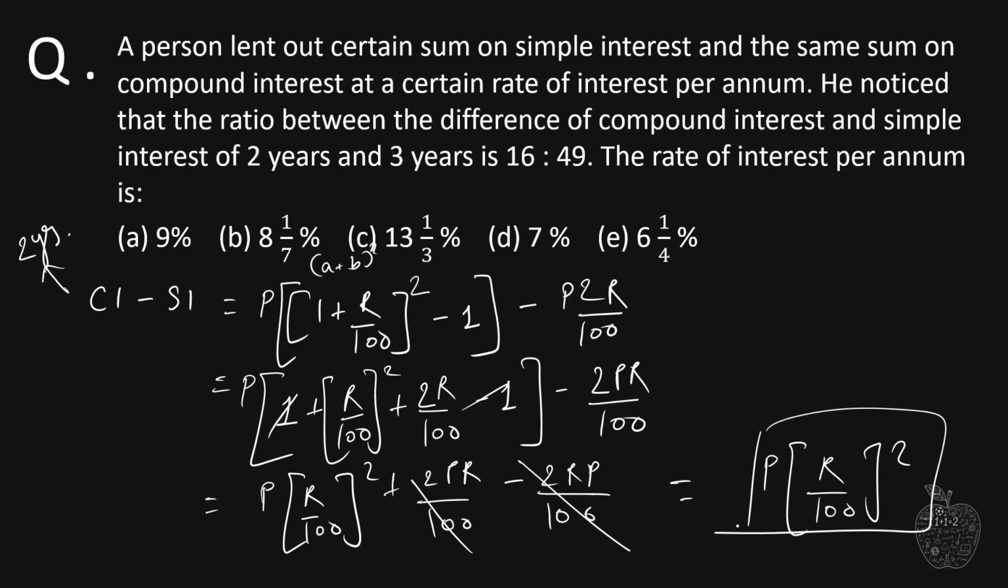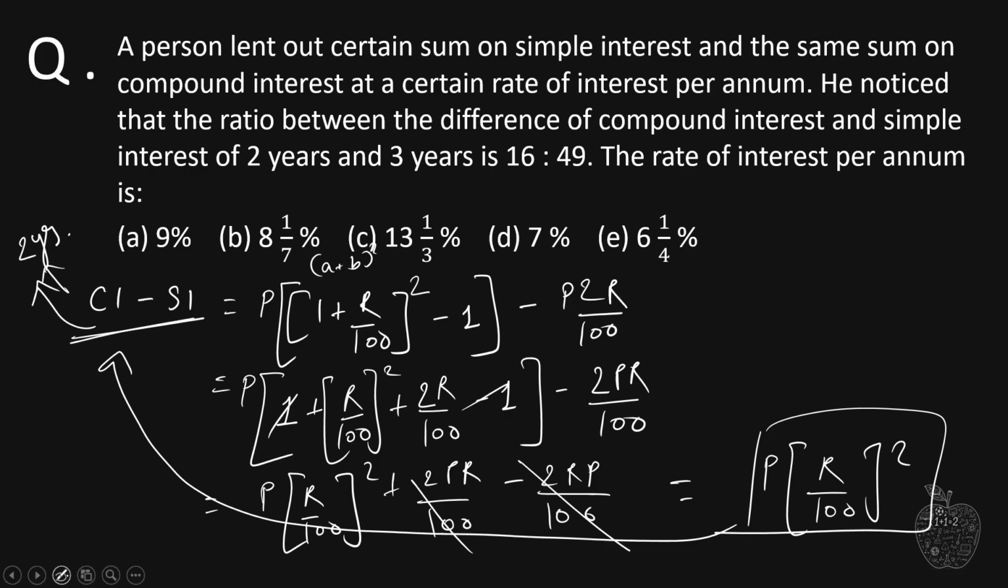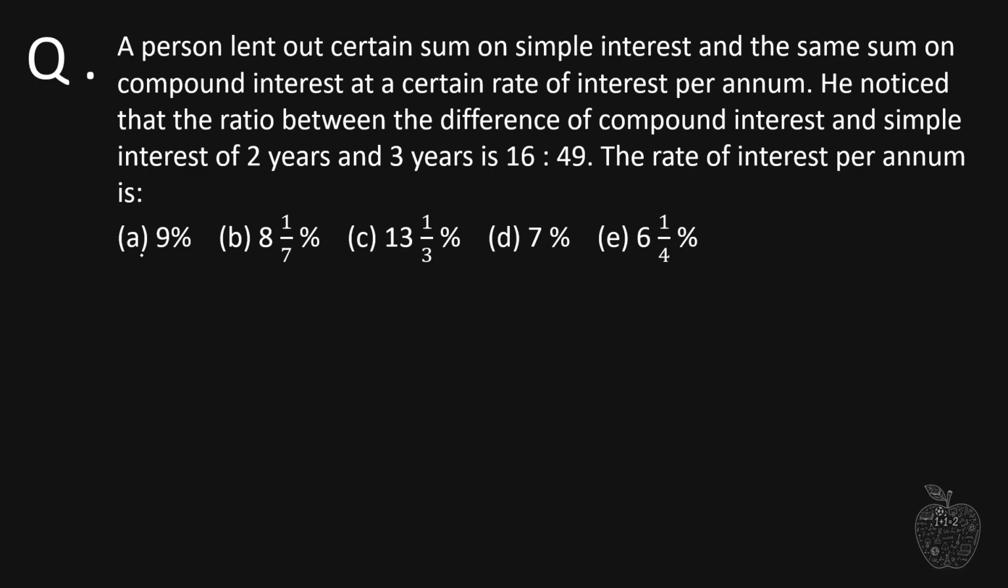And this is the formula for the difference between compound interest and simple interest for 2 years. So this is how you calculate the difference for 2 years. Now let's calculate for 3 years. Compound interest minus simple interest for 3 years: the formula for compound interest is what?